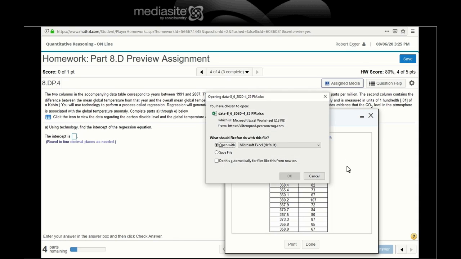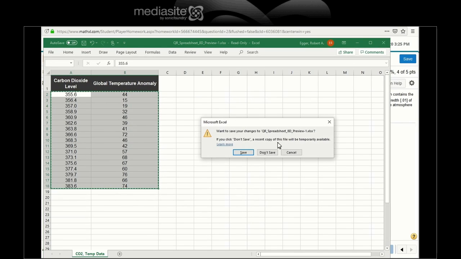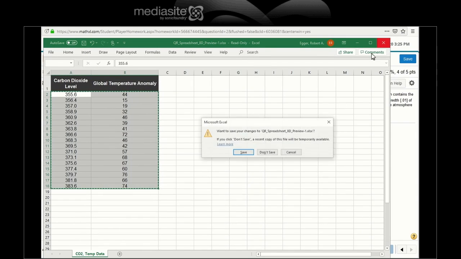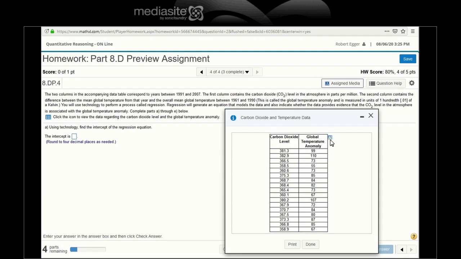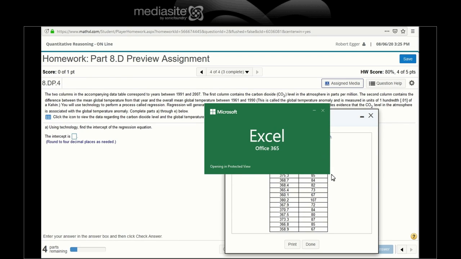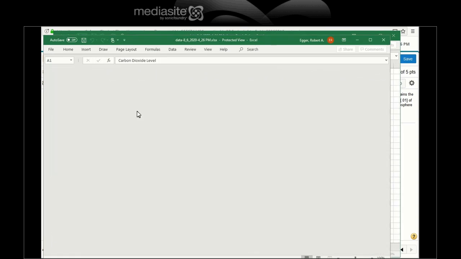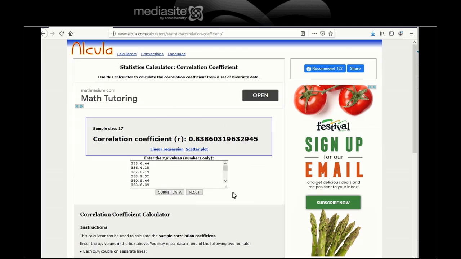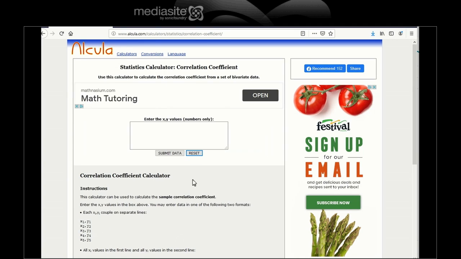open Excel. Kill this guy. Open Excel. And we can, again, cut and paste. Let's add it up. Here's our new data.